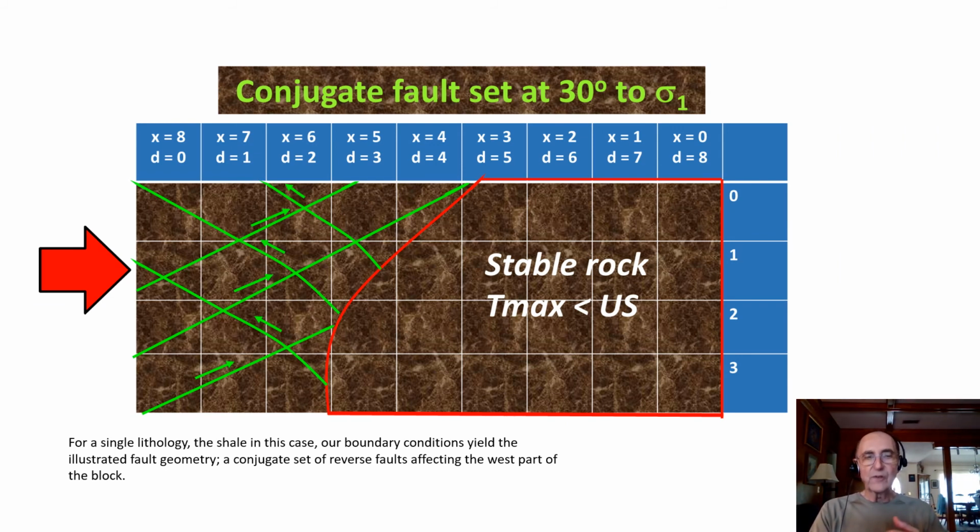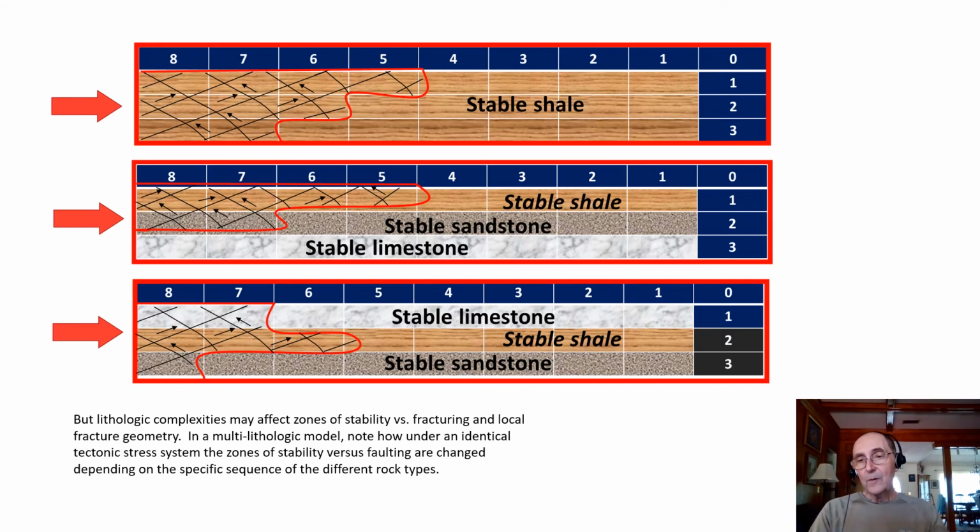Well, for a single lithology, the shale in this particular case, our boundary conditions yield the illustrated fault geometry. As you can see, it's a conjugate set of reverse faults affecting the western part of the block. These faults make an angle of 30 degrees to sigma 1 or 60 degrees to sigma 3. But be aware that lithologic complexities can affect zones of stability versus fracturing, as well as local fracture geometry.